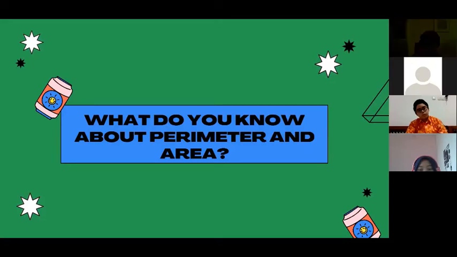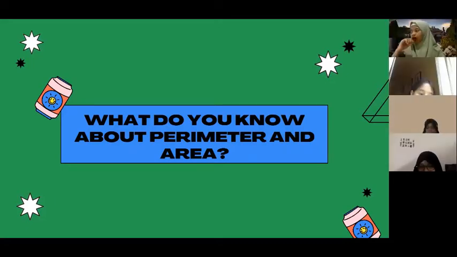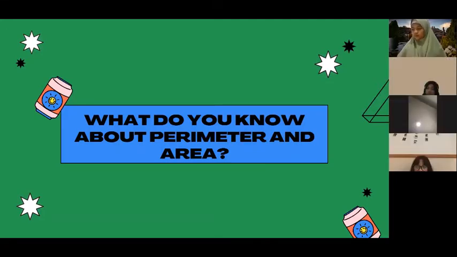How about Luna? How about you, Luna? So for me, I learned that perimeter is the distance around a shape. And to find the formula of perimeter, you just have to add all the lengths of each side. Okay, thank you, Luna.